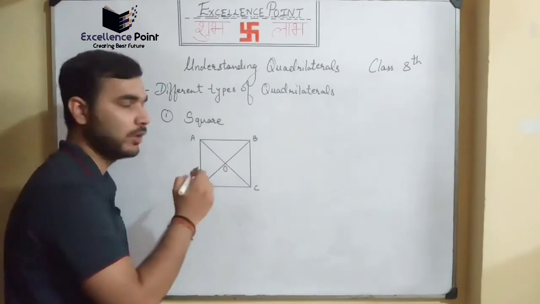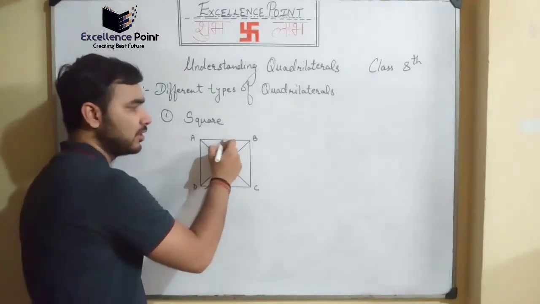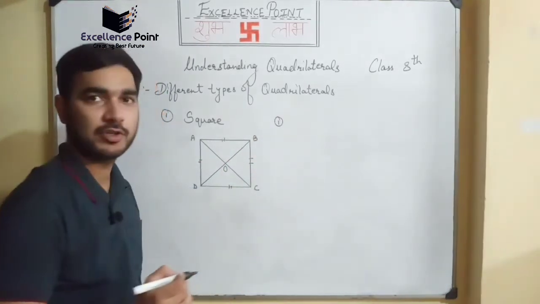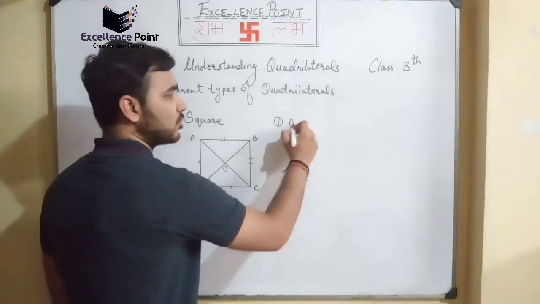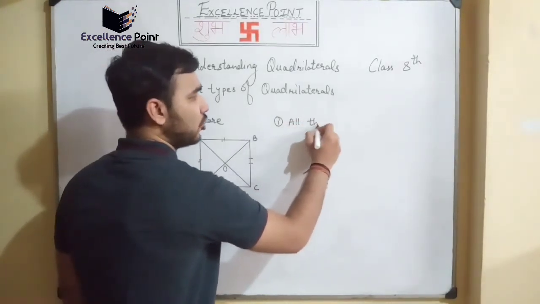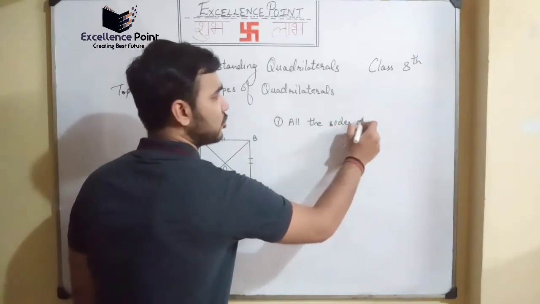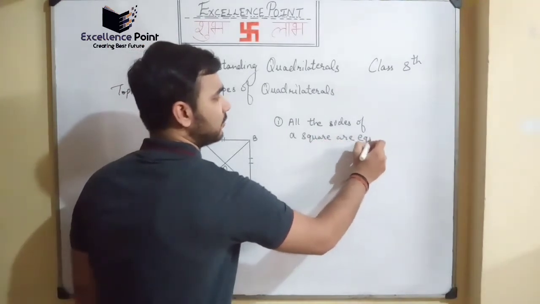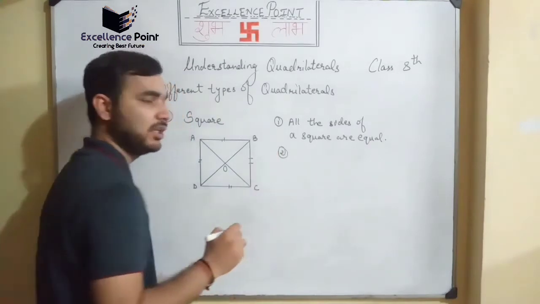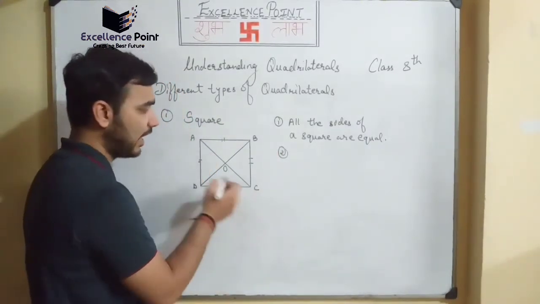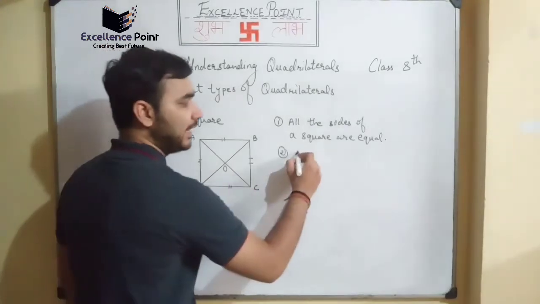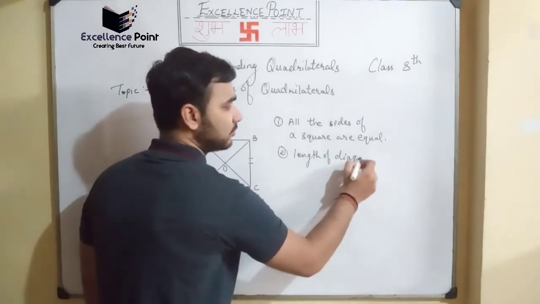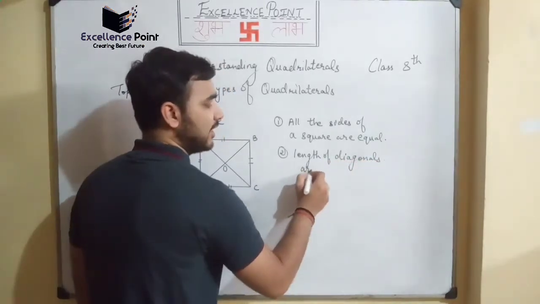Suppose we are drawing one square, so what you will observe first? You will observe that all the sides of a square are equal. So the very first property of a square says that all the sides of a square are equal. The second property which we used to observe is that the diagonals are also equal. So the length of diagonals are the same.